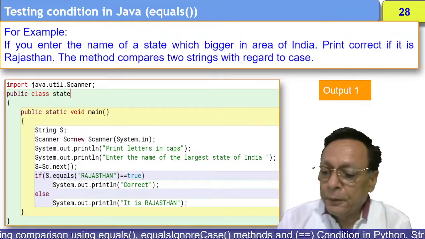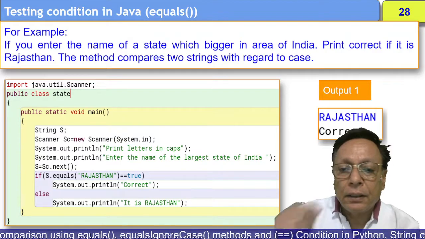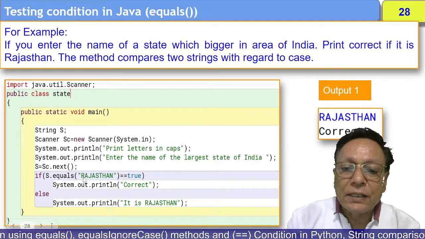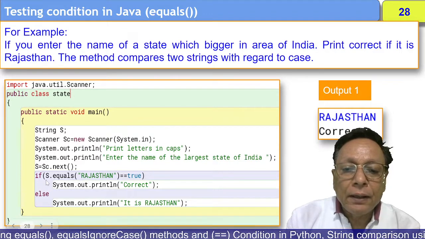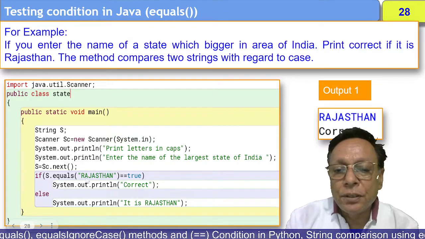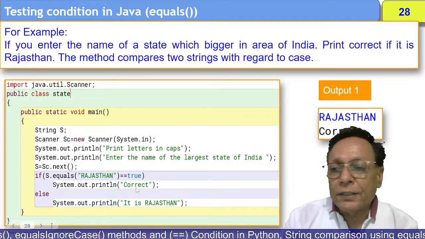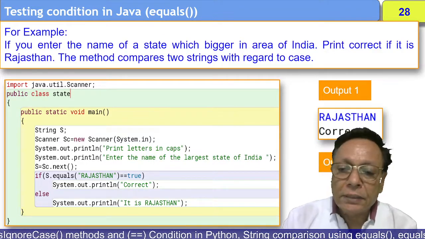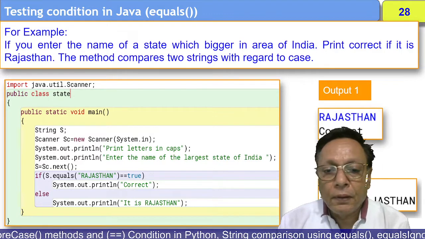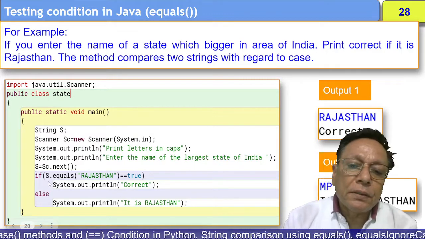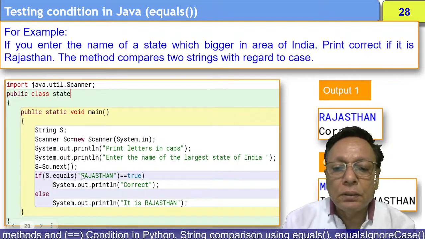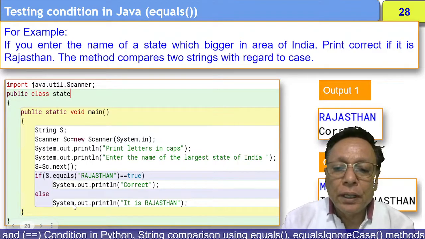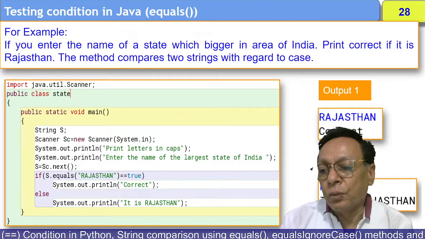Output number one: I enter Rajasthan, and since the case of Rajasthan is capital and I am comparing it with this string, it is true, and that is why it has printed correct. In the next case, if I enter, say, MP, because MP does not match with this string, equals will return false and it will come to "it is Rajasthan". So this is the output.